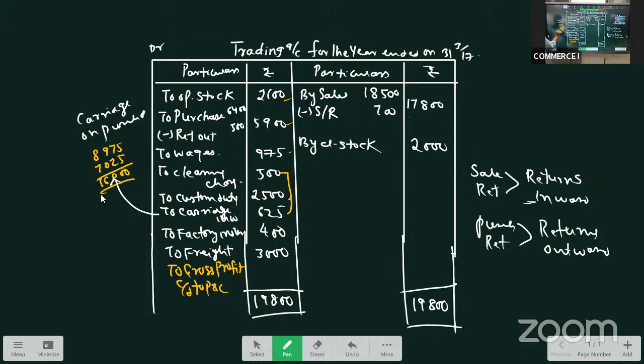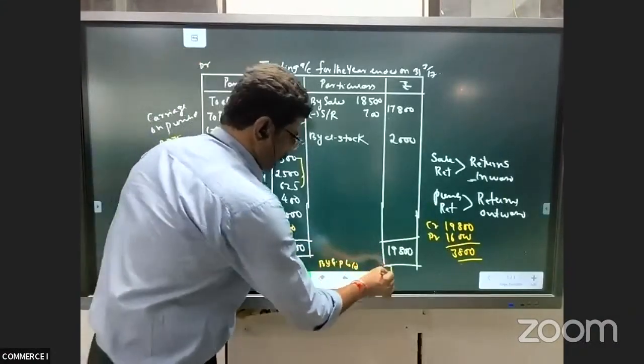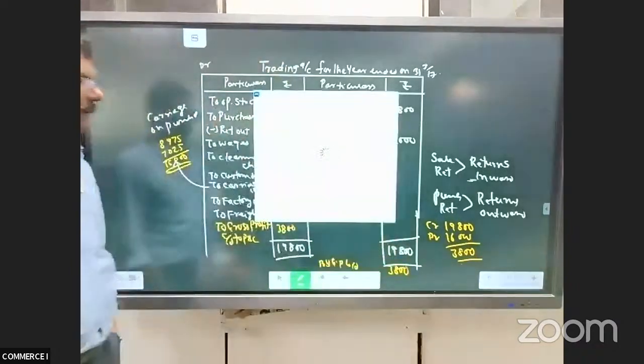I'm getting 16,000 total on the debit side. And on the credit side, I had 19,800. So credit side total 19,800 minus debit side total 16,000 will give us 3,800. This 3,800, we will call gross profit. And this from the trading account will be transferred to the next step, that is the profit and loss account. They will write by gross profit brought down 3,800.